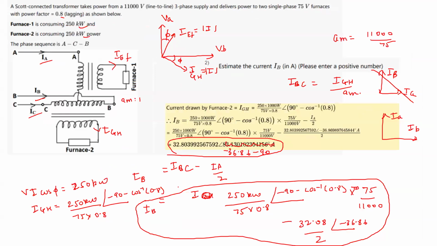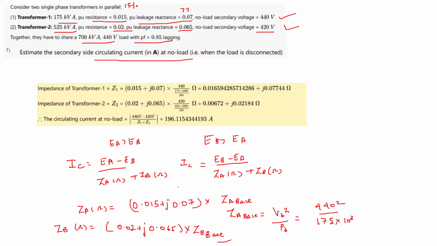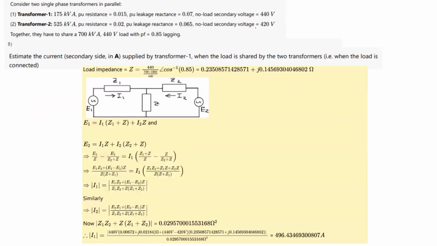Okay, but you will see that here the voltage ratios of the transformers are not equal. On the secondary side of one you have 440 volt, and on the secondary side of the other you have 420 volt. So they are not the same. So what to do in this case? This is how you will solve it.